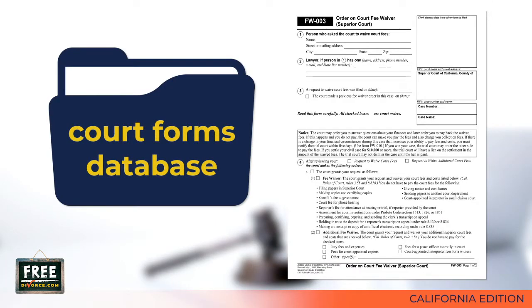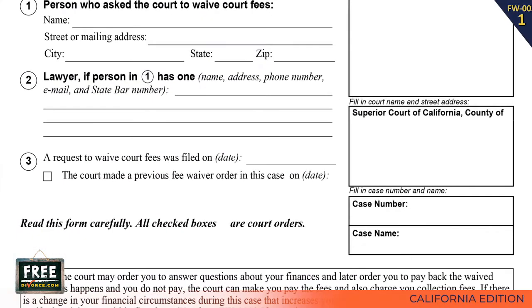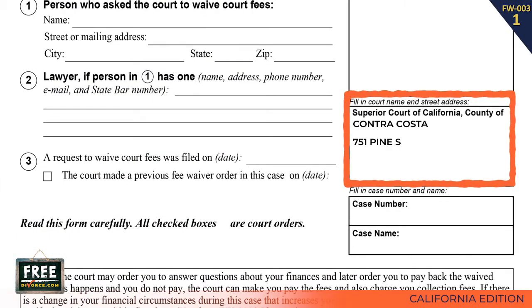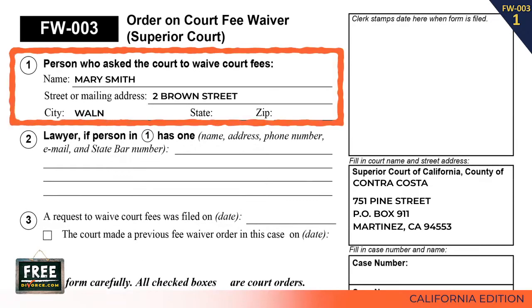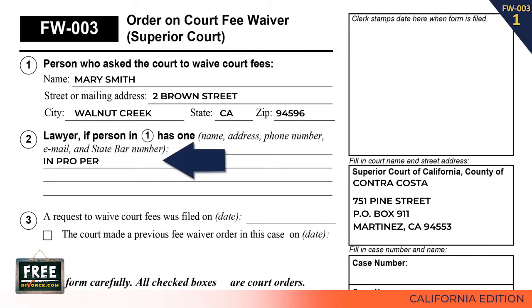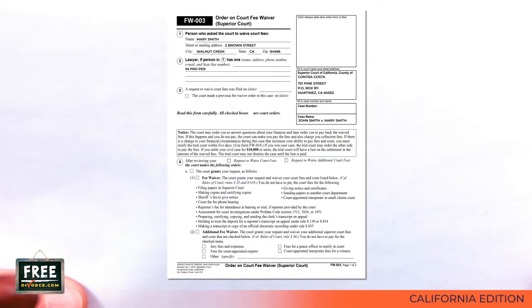You don't need to fill out much of the FW-003 form. Fill in the name of the county and the address of the court in the box on the right-hand side of page 1, and fill in the name of the case. Then, fill out section number 1 and put in pro per in section number 2. Leave the rest of the form blank.